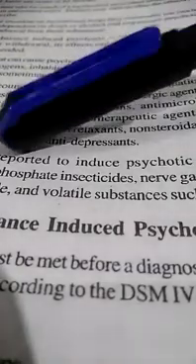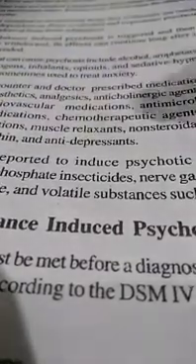Environmental toxins reported to induce psychotic symptoms include anticholinesterase, nerve gases, carbon monoxide, organophosphate insecticides, carbon dioxide, and volatile substances such as fuel or paint. These substances and medications are a large number of toxic or psychoactive substances that cause psychotic reactions.